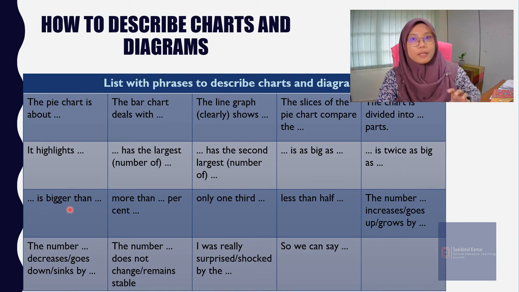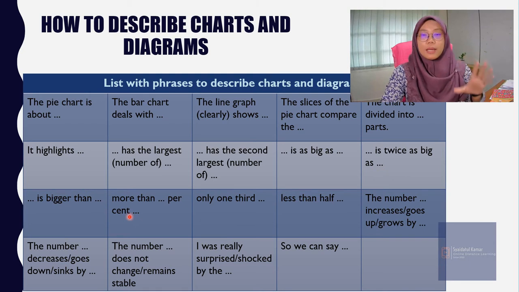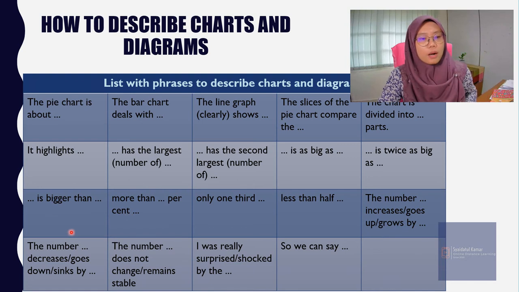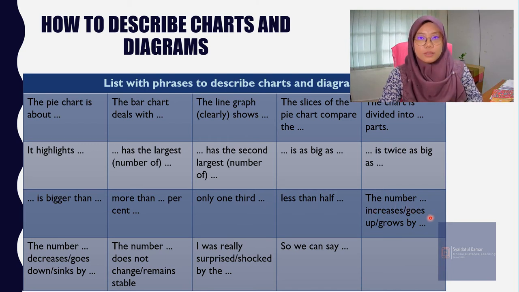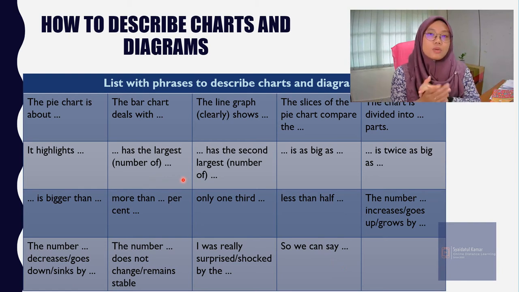And then when you make a comparison, as you know, from the diagram, you can actually make a comparison of what is the trend of the graph. Is bigger than, more than, only one third, less than half, the number increases or grows by. Okay, or when the number decreases, the number goes down, decreases, the number does not change or remains stable. It was really surprising to see, or we can say what. So this is how you describe charts or diagrams.